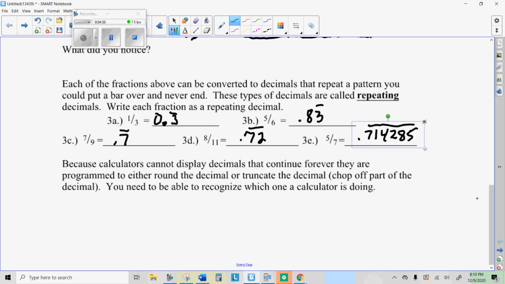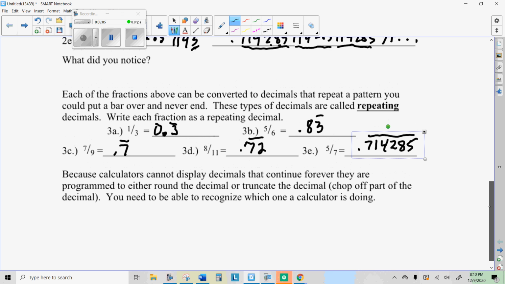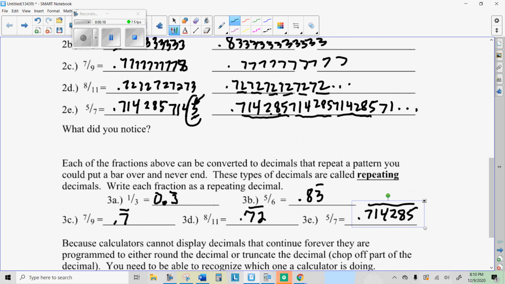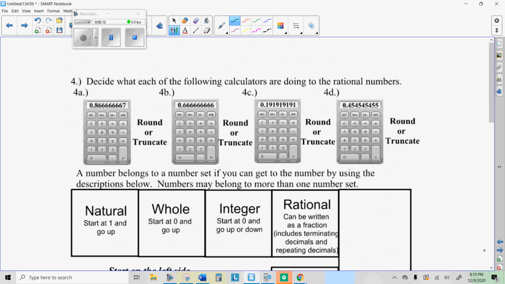Because calculators cannot display decimals that continue forever, they are programmed to either round the decimal or truncate the decimal, chop off part of it. So your computer seems to be chopping it off, and my fancy calculator seems to be rounding it. Yours probably does too. All right, decide which of the following calculators are rounding or truncating the rational numbers.